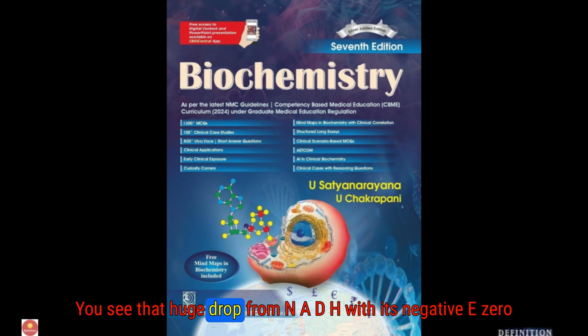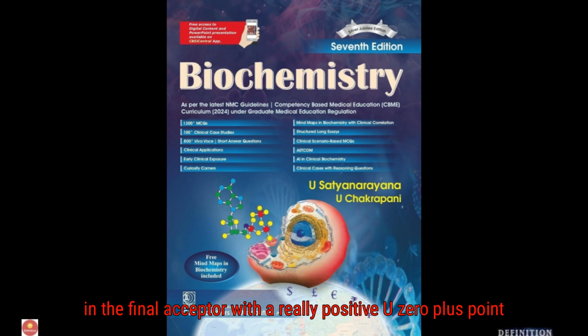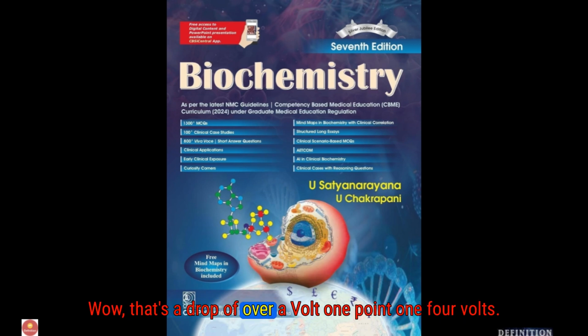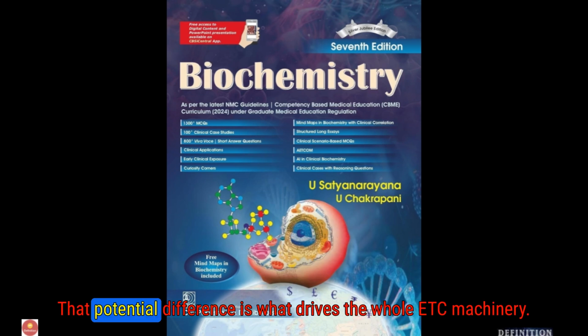Right, you see that huge drop from NADH with its negative E0 around negative 0.32 volts, all the way down to oxygen, the final acceptor, with a really positive E0 of plus 0.82 volts. Wow, that's a drop of over a volt, 1.14 volts. That's the energy waterfall we're tapping into. That potential difference is what drives the whole ETC machinery.